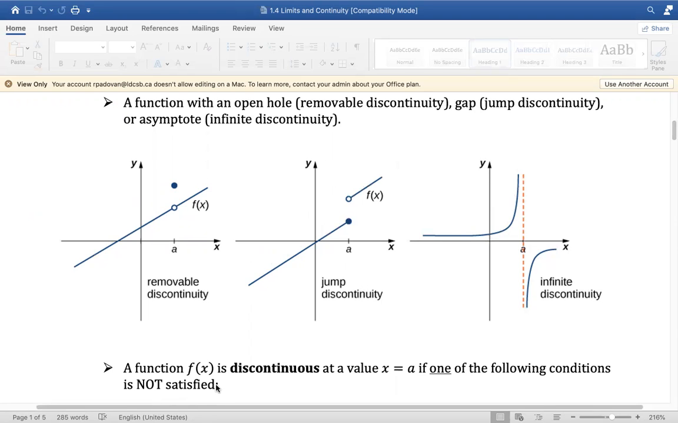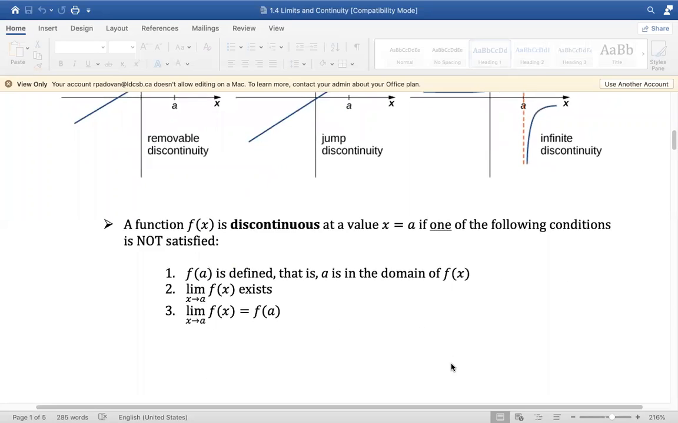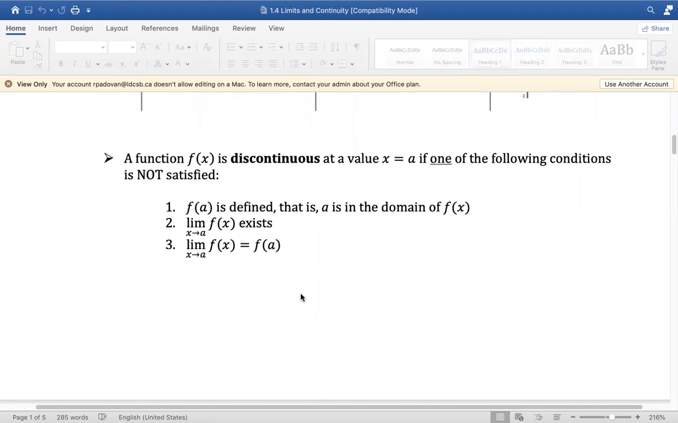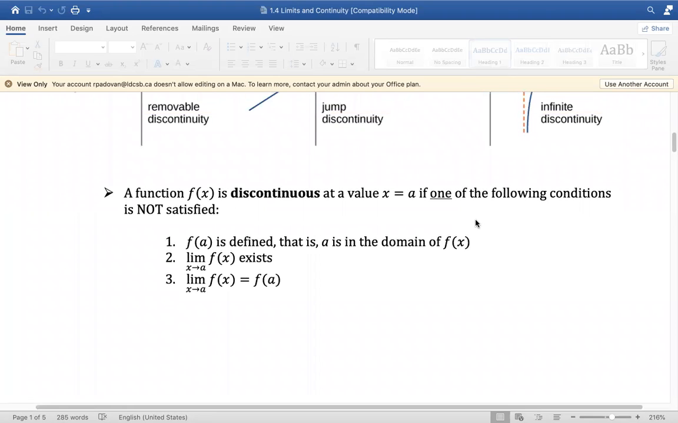So a function f of x is discontinuous at a value, x equals a, if any one of the conditions are not satisfied. This is just the same as what was written above. If a is not in the domain of f of x, then we would not have a continuous function. If the limit as I approach a from the left and the right hand side are different values and the limit does not exist, then it would be discontinuous.